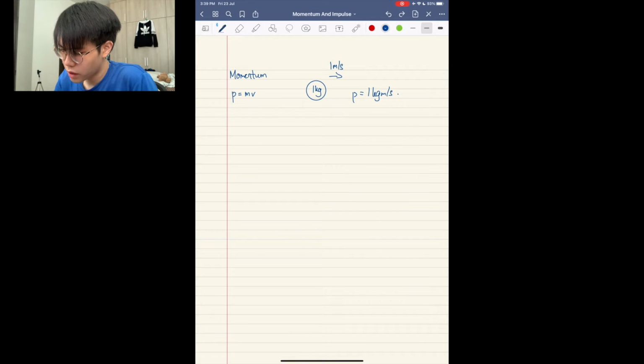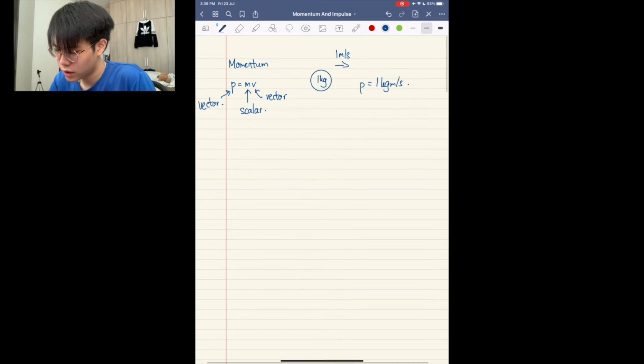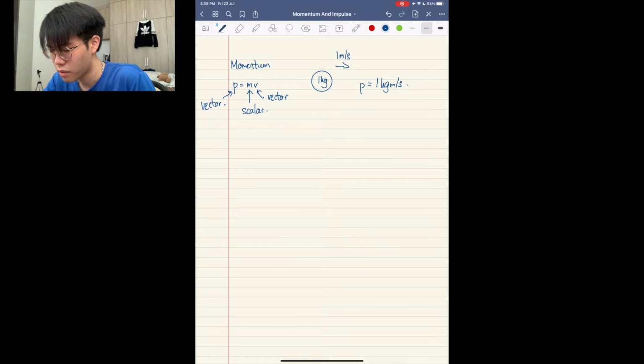Momentum is actually a vector quantity because velocity is a vector, right? And mass is a scalar quantity. So when a scalar quantity is multiplied by a vector quantity, a vector quantity is produced. It is really important to know that momentum is a vector quantity because when you substitute into the equation, the positive and negative signs are quite significant.